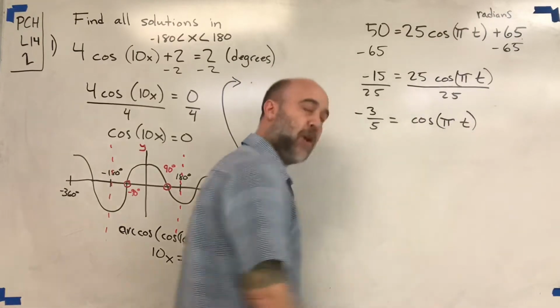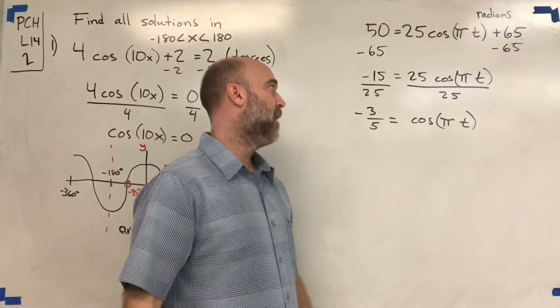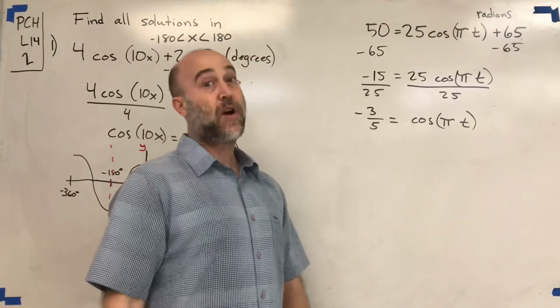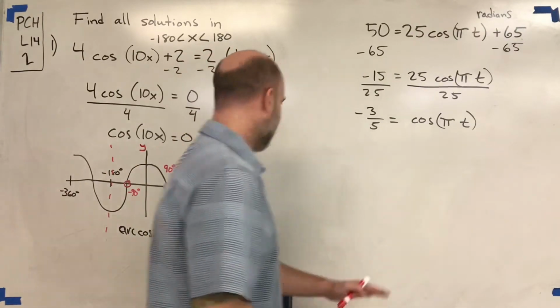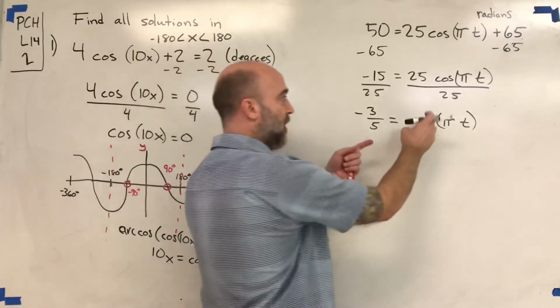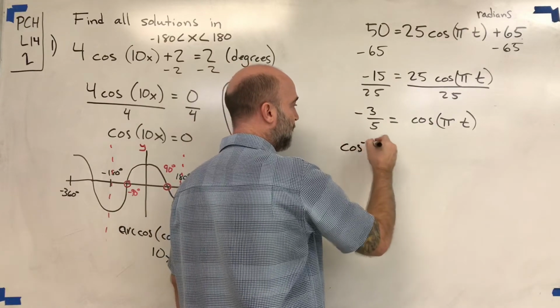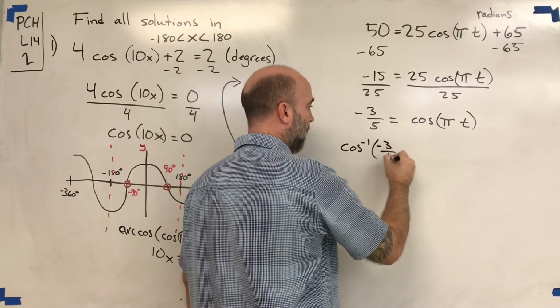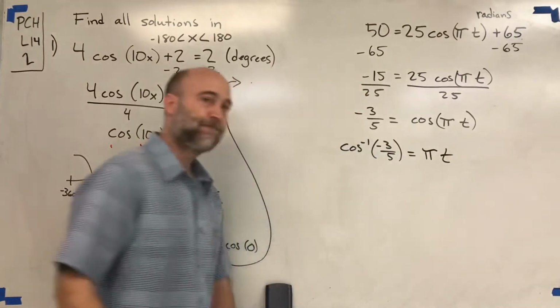Now that we have cosine by itself, we can do the inverse operation to get rid of cosine. The opposite of cosine is arc cosine. I do that to both sides. I've taken that away with the arc idea, so it's cosine inverse of negative 3 over 5. That's equal to pi t. All right.